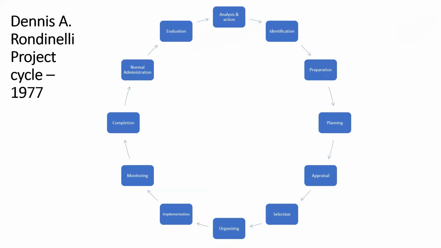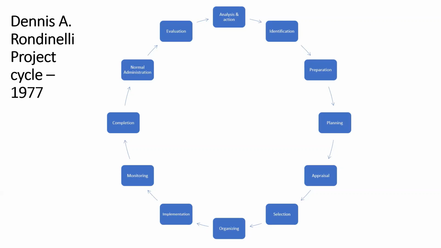Some organizations use the planning and management cycle introduced by Dennis R. Rottenmeier in 1977. It has 12 steps. One is identification, the process in the initial phase of the project cycle. And here we identify the need, problem, or opportunity to decide on a project.